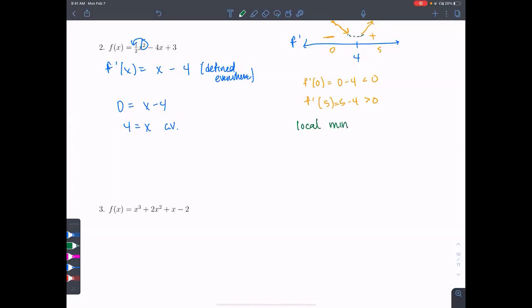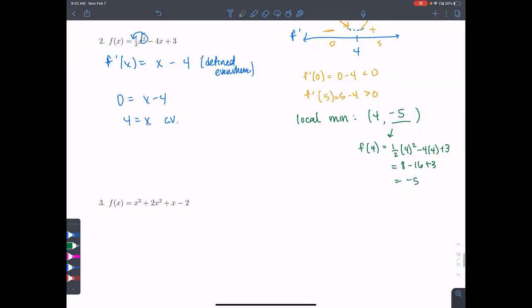You can sort of connect those arrows and look at that. That's a local min. When x is 4, we need to figure out what that y value is. This y value is f of 4, not f prime, but f. So that's 1/2 times 4 squared minus 4 times 4 plus 3. 1/2 of 4 squared, 16, that's 8, minus 16 plus 3. So that's negative 8. Negative 8 plus 3 is negative 5. So that is our local minimum.